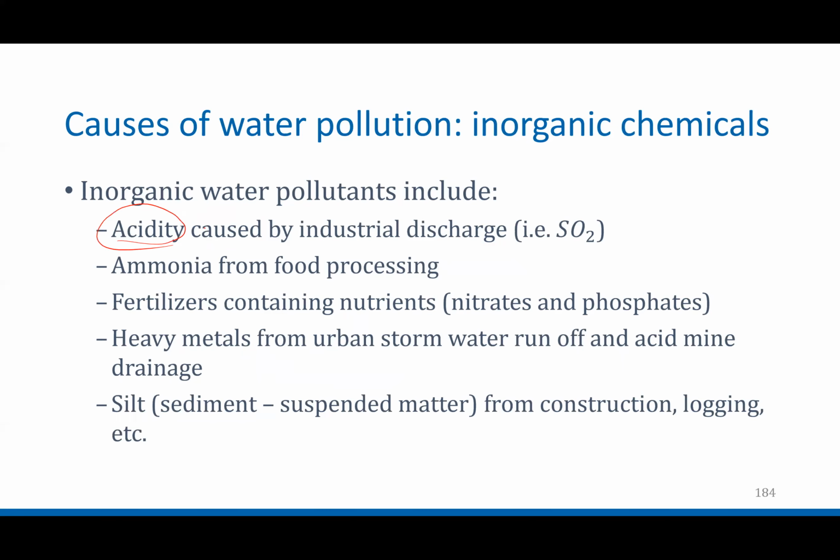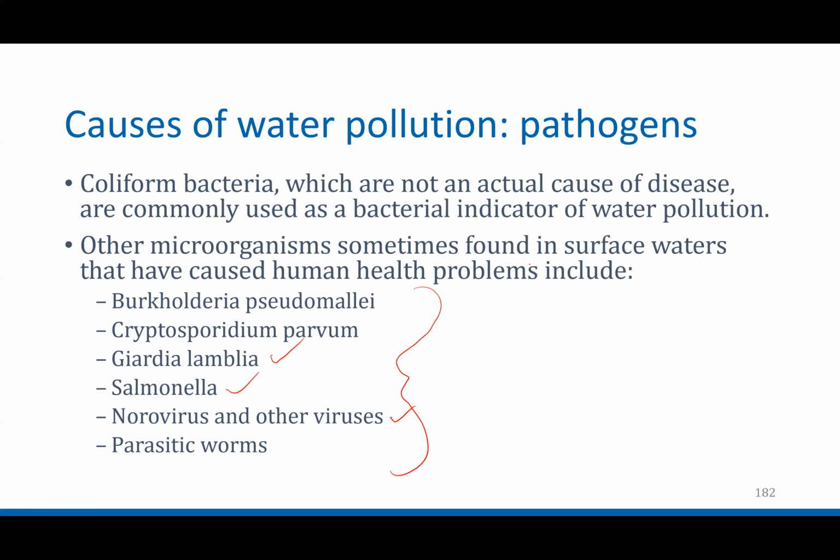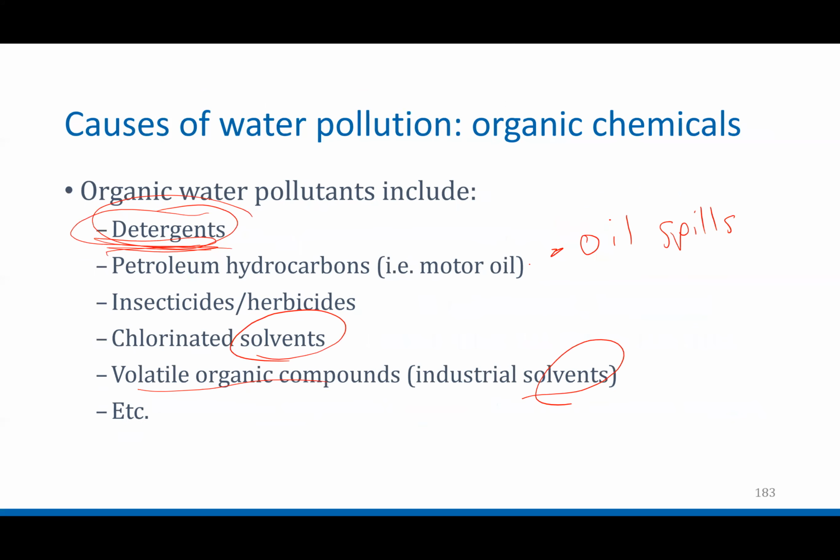Acidity, which we talked about earlier in this chapter, caused by industrial discharge, so CO2. Ammonia from food processing, fertilizers, different nitrates and phosphates, heavy metals, silt, so sand, different sediment from construction and logging. These are all types of inorganic water pollution. All right, I'm going a little quick. There's not much to really say here. You might just have to list a few different types of these pollutions.